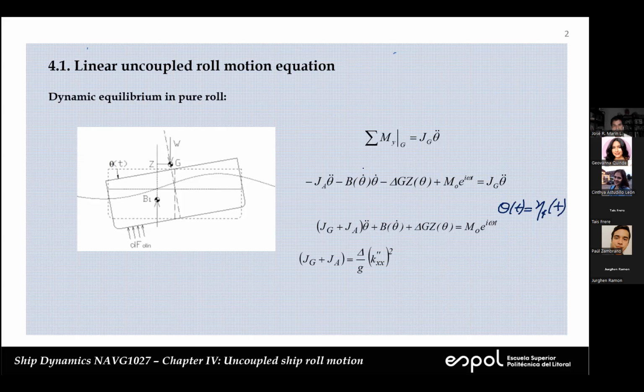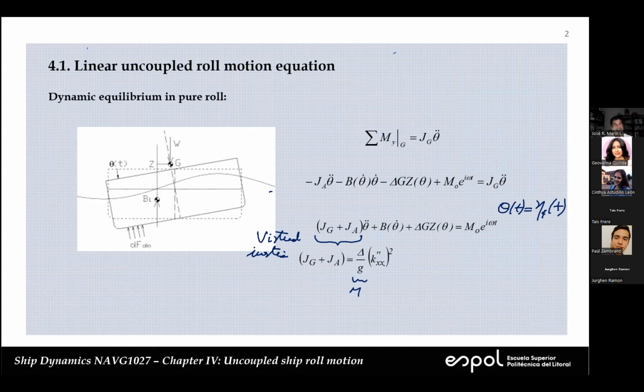So this is what we call the virtual inertia. This is the way we usually express it. So this is mass. You see, this is force divided by gravity. So this is mass. We were insisting on that.